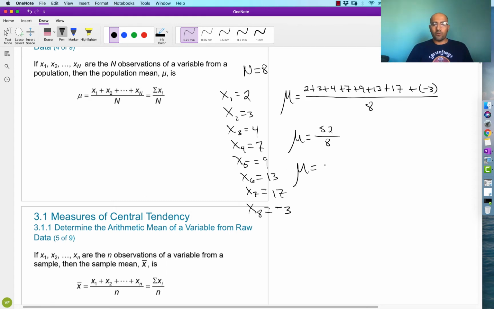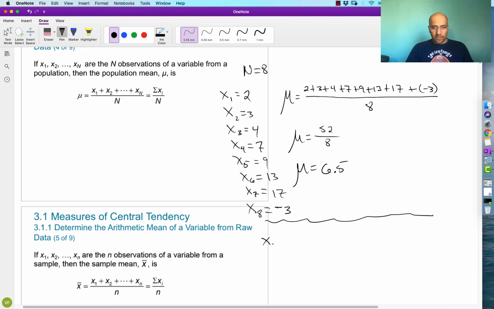So mu equals 6.5. Easy formula, right? Just in general, if there are n of them, we use capital N to refer to how many there are. On the other hand, if we're talking about a sample, our sample might have only 4 values.